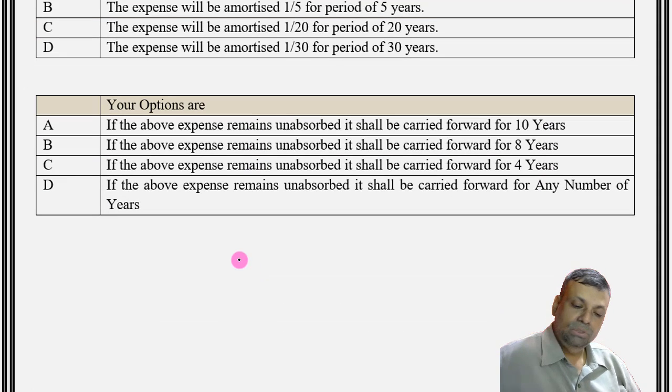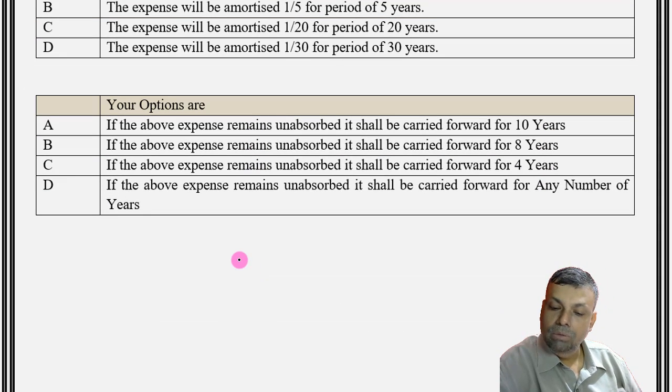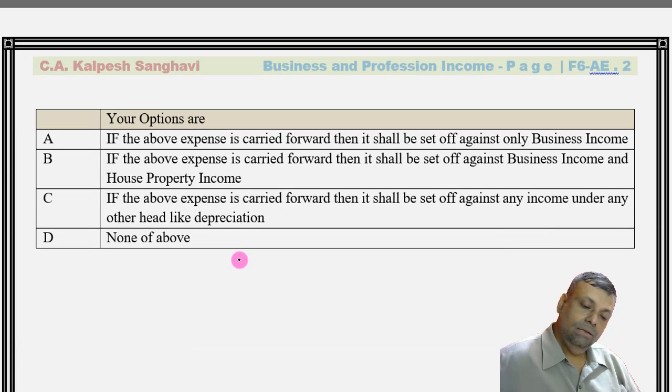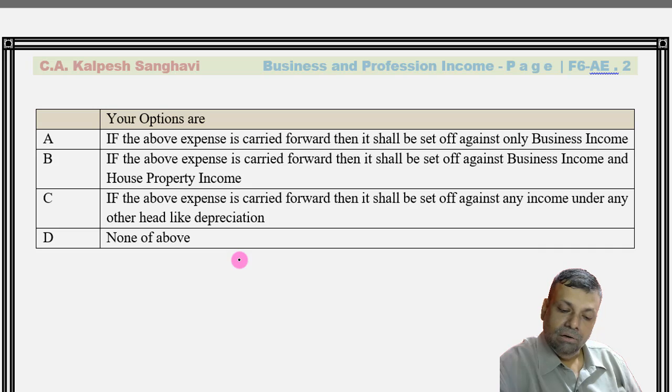Second MCQ, your options are: if the above expense remains unabsorbed, it shall be carried forward for 10 years, 8 years, 4 years, or for any number of years. That is our fourth MCQ. And next one, your options are: if the above expense is carried forward, then it shall be set off only against the business income.